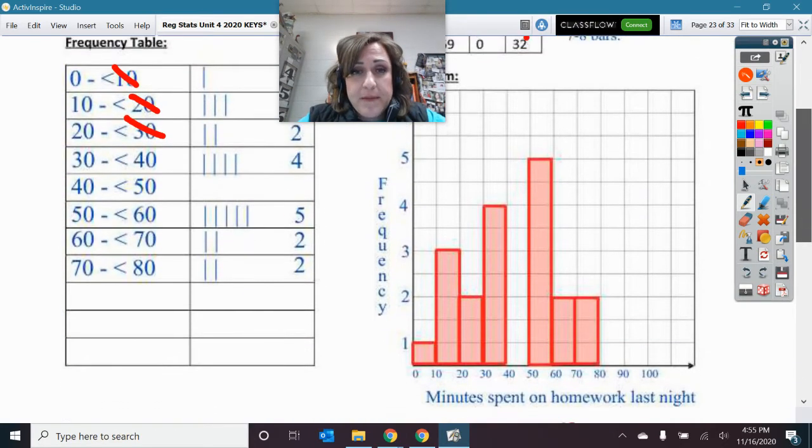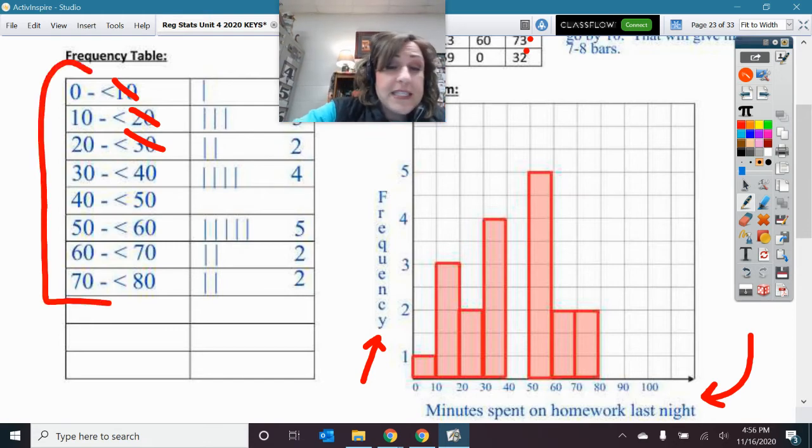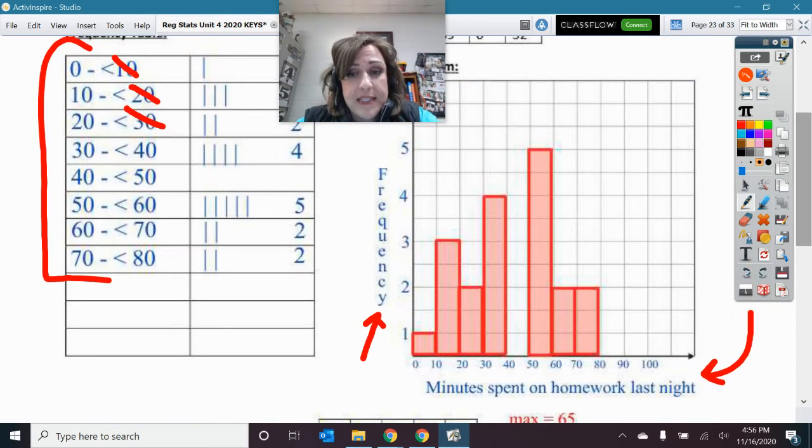So let's look at how the histogram comes out. Minutes spent on homework last night. Make sure you label what this is about. You put frequency right here. Your histogram could look a little different from mine. If you had done your frequency table by fives, or by eights, or something different, then your histogram could look different than mine. That's another interesting thing about histograms: yours could look different than mine, even though we are graphing the same data. All right, so there is what I got when I went by tens.